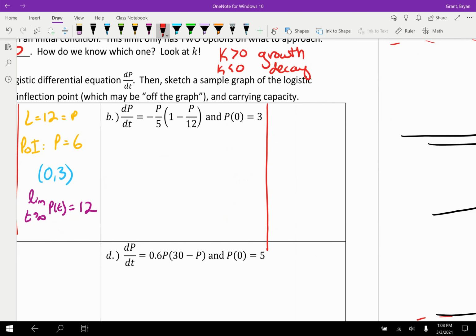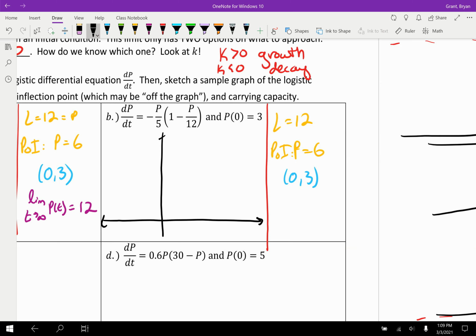Same idea. Most of this is the same, too. Carrying capacity is still 12. Point of inflection is still 6. We still have the same initial condition. We're like, well, is this any different at all? Well, it is. There's a negative k, right? We see a negative value out front, which means this is going to be slightly different. Okay, slightly different. I'm going to kind of center this graph a little bit more here. We have the point 0, 3 still in the same spot. We have the same 0, the same 12 for our carrying capacity, but now my graph is going to go the other way.